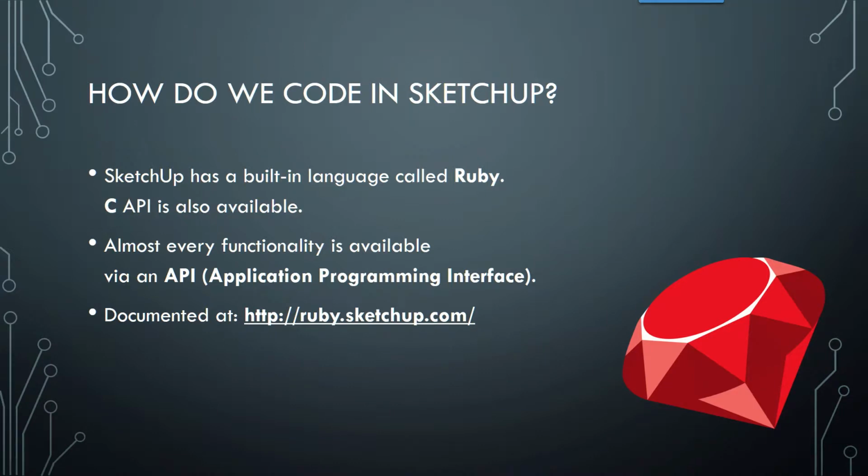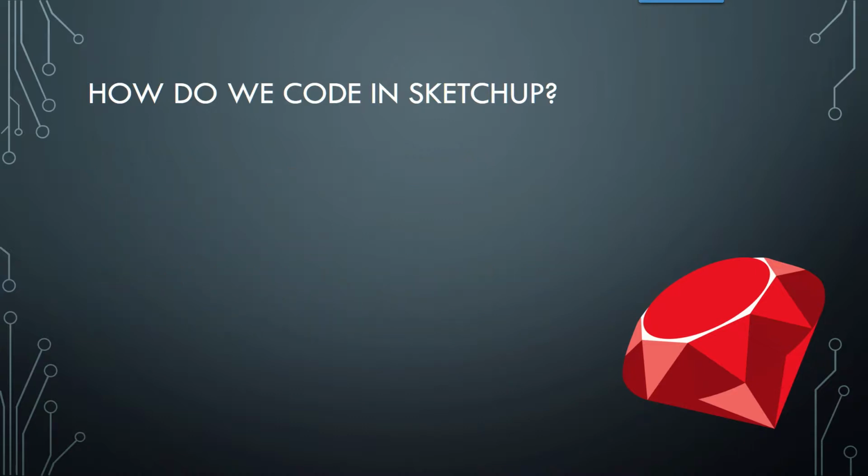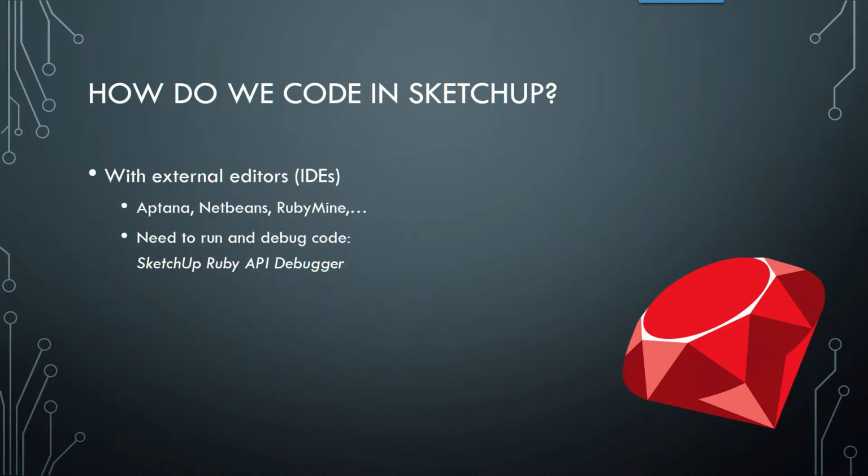There's the documentation. That'll come up in a second again. But if you go to the SketchUp website, you can go right to the developer side, and it's all nicely documented. How do you actually code? How do you write the code?